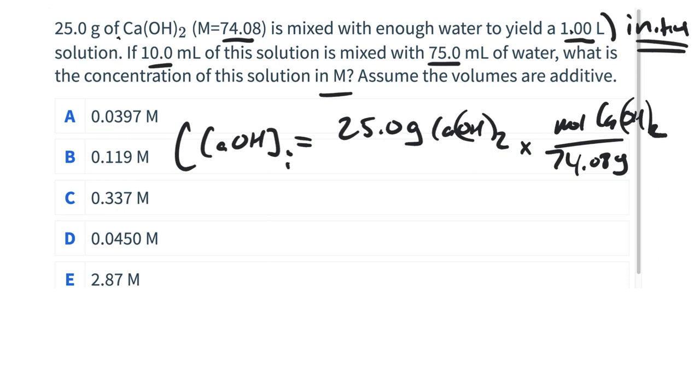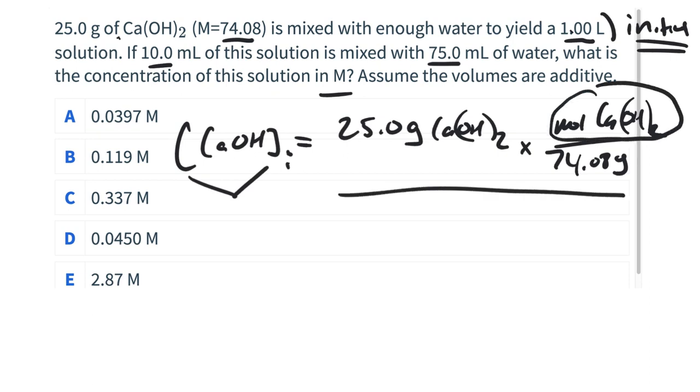So molarity, this is concentration or molarity of what's inside of the bracket. So the concentration of calcium hydroxide is the moles of calcium hydroxide, and then divide by the volume of that solution. It's 1.00 liters. So that concentration, 25 divided by 74.08 divided by 1 is 0.337 moles per liter.